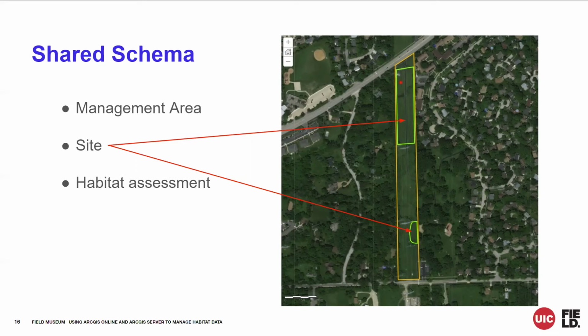The second layer are sites, which generally represent smaller areas that are managed individually, so conservation measures can be tracked at a more detailed level. The final layer represents points where habitat assessments occur to determine habitat presence and quality in sites and management areas.